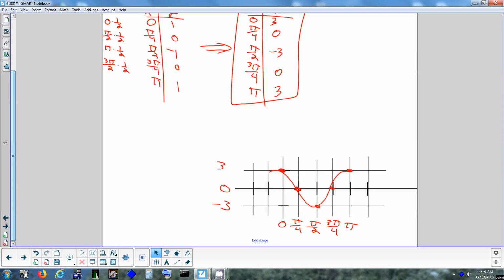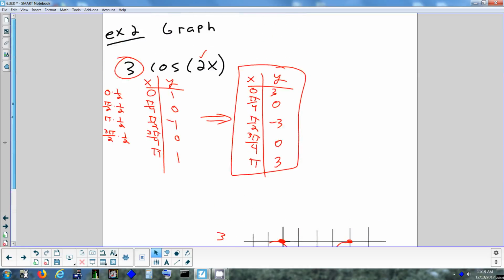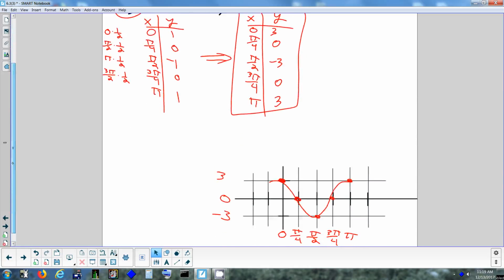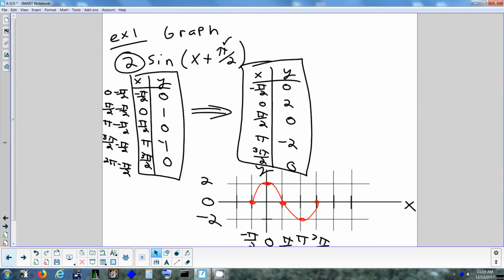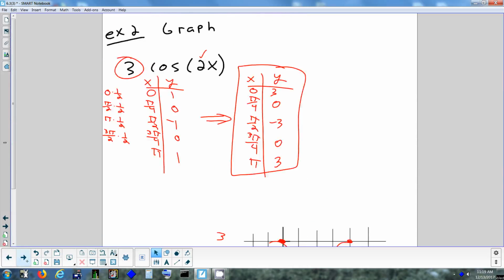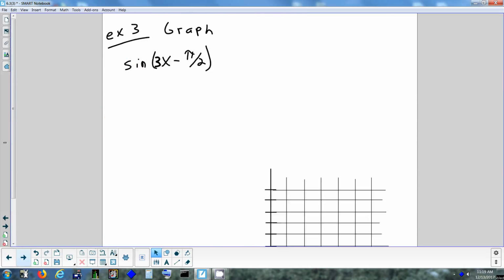Any questions on it? Okay, so that one combined a period change with a vertical stretch. The one we did before combined a phase shift with a vertical stretch. Let's do something different. We haven't done a vertical shift yet. So let's combine a vertical stretch with a vertical shift.